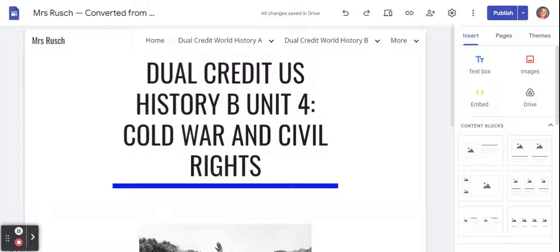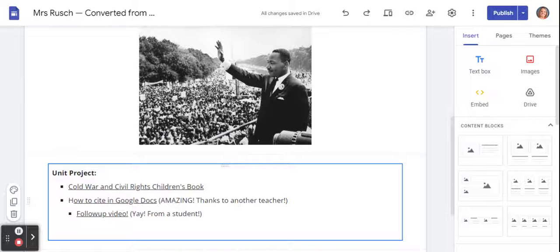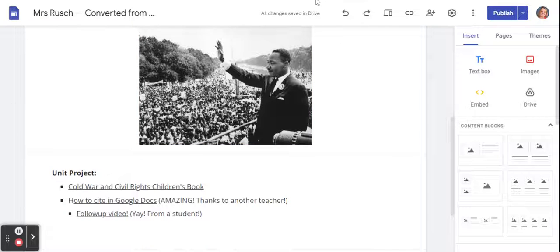This is Dual Credit U.S. History B, Unit 4, which is about the Cold War and civil rights. This is such a crucial unit, I feel like, in understanding how our world works and why it works the way that it does right now. So, if you go to this page on my website, which you probably don't really have to do, but if you did, that's what you would see.